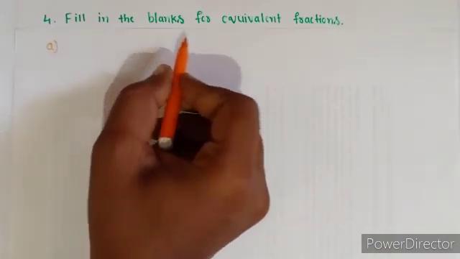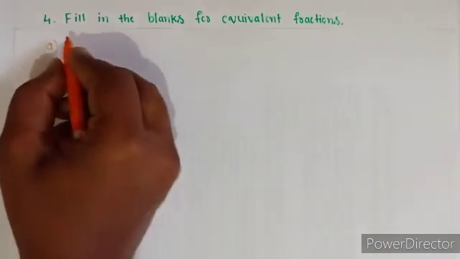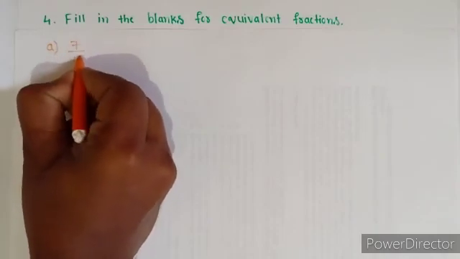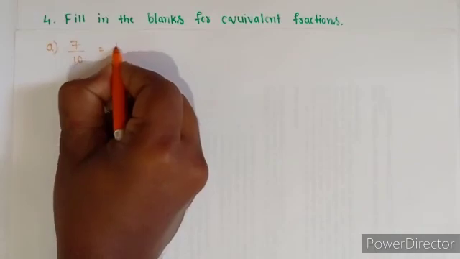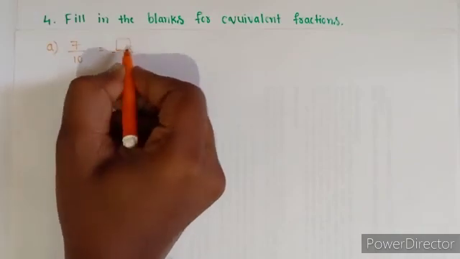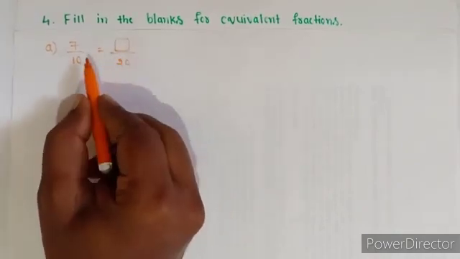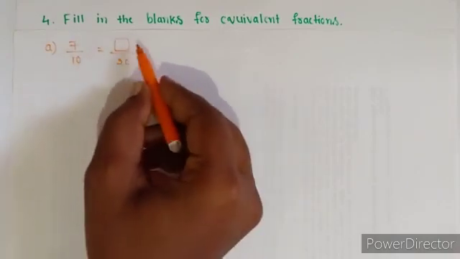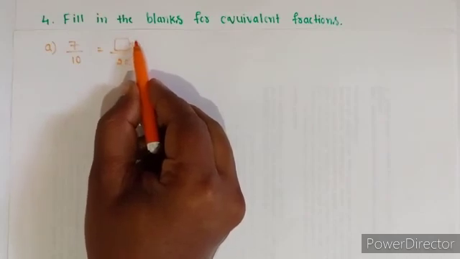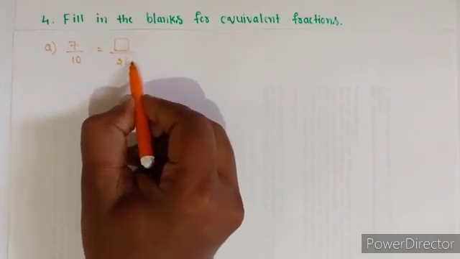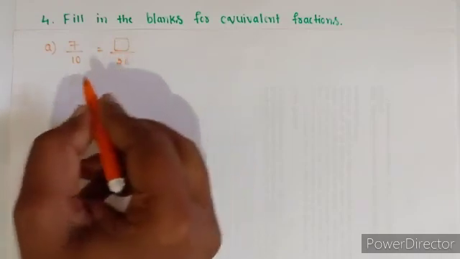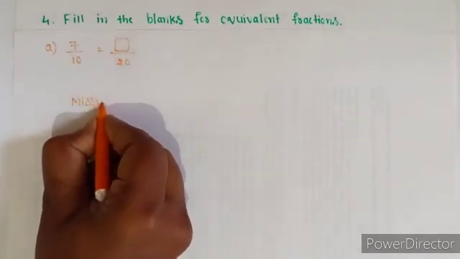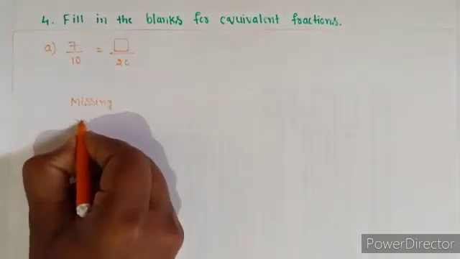Fill in the blanks for equivalent fractions. For example, 7 over 10 is equal to blank over 20. Here 7 is the numerator, 10 is the denominator, right? Here the numerator is missing, and the denominator is 20. Now we need to find the missing numerator.